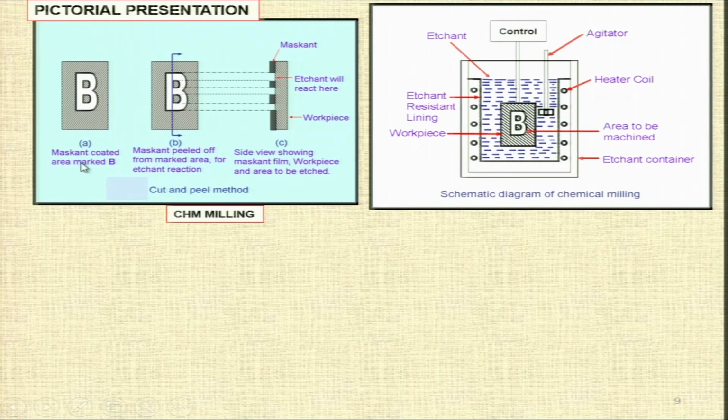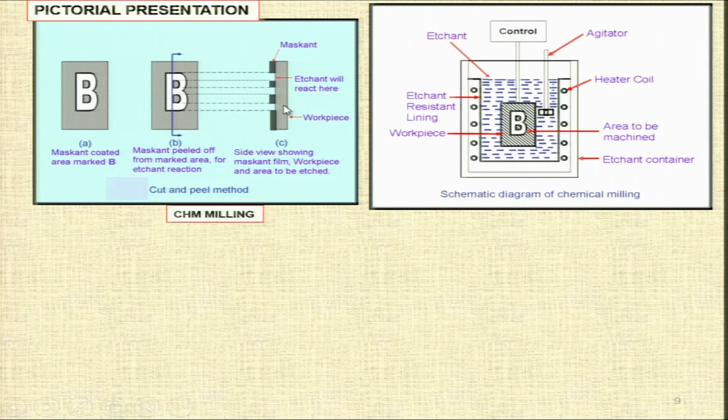Same thing shown over here. This is the maskant coated area where you have to remove the material from this area with the help of the etchant. Maskant peeled off. Here this is peeled off, it is already peeled off in this figure also. In this figure it has been peeled off from the marked area for etchant reaction, because here etchant will react with the workpiece surface and remove the material, as shown over here.